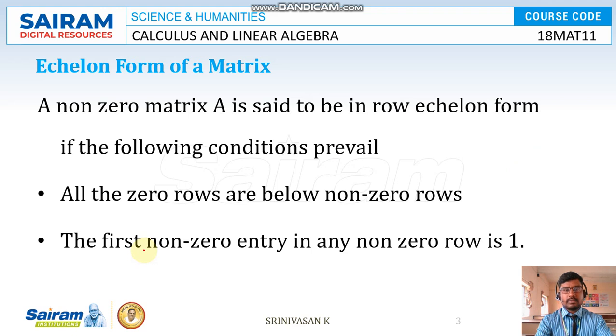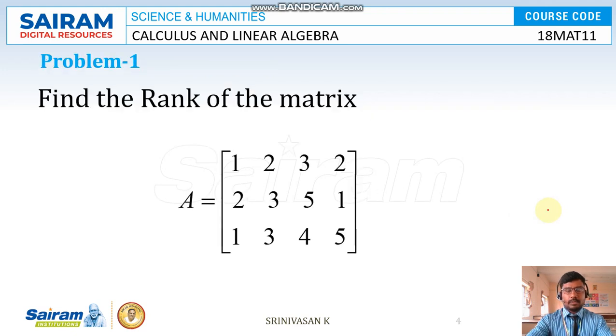Next, we'll discuss what is meant by echelon form. A non-zero matrix A is said to be in row echelon form if the following conditions are satisfied. The first one is that all the zero rows are below the non-zero rows, and the second one is that the first non-zero entry in any non-zero row is 1. So if the matrix satisfies these two conditions, it is in echelon form. Next, we'll discuss the problem.